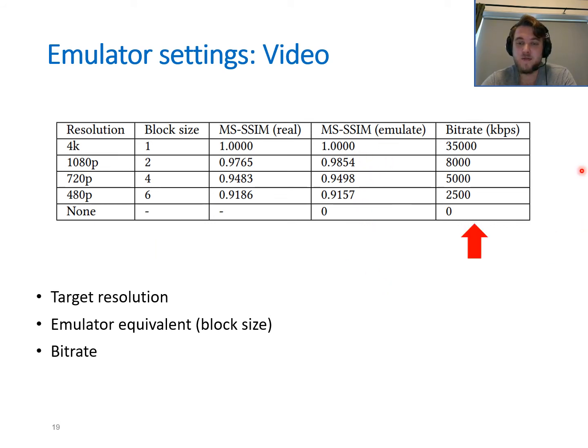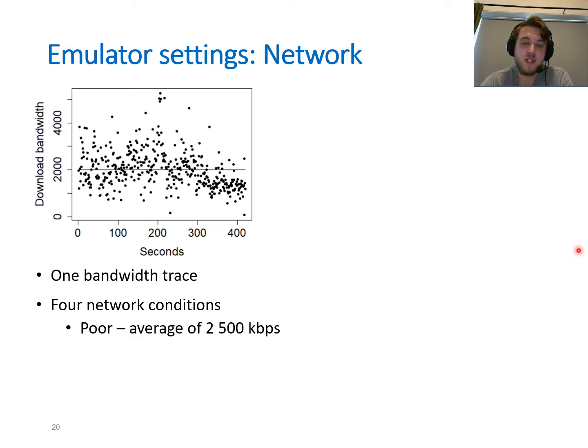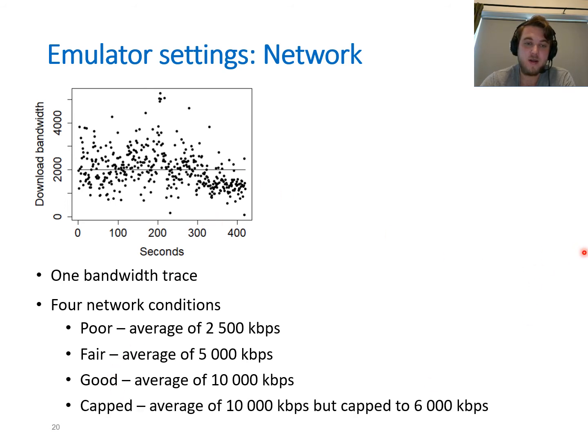And then we need a bitrate for the network emulation. And these values were set using average values by YouTube. So for the network, we used 1 bandwidth trace. This is the bandwidth trace used. The line here shows the average. And we had 4 network conditions: poor, with an average of 2,500 kilobits per second, fair, average of 5,000, and good, average of 10,000. So these, and capped, which is average of 10,000, but it's capped to 6,000.